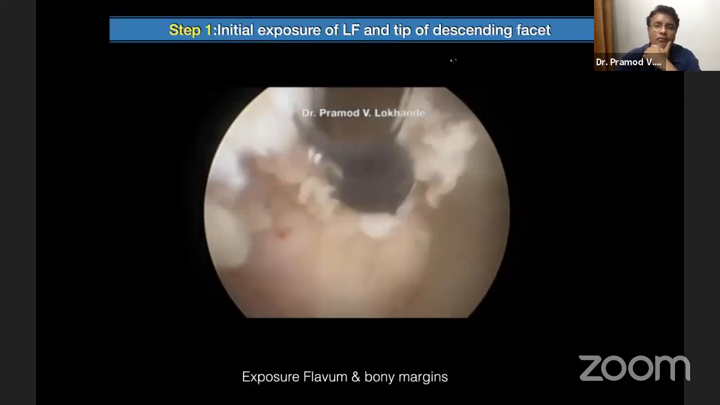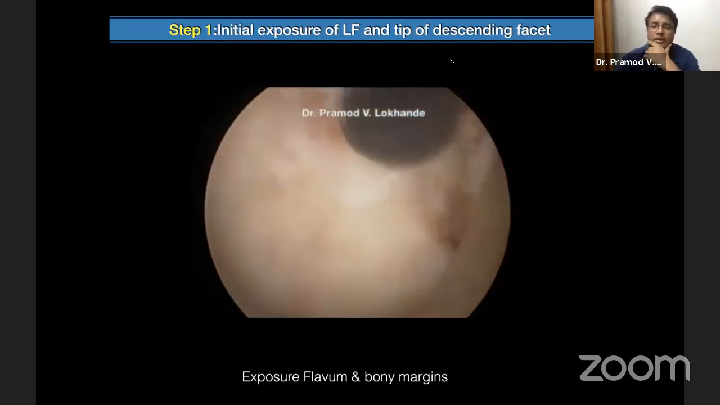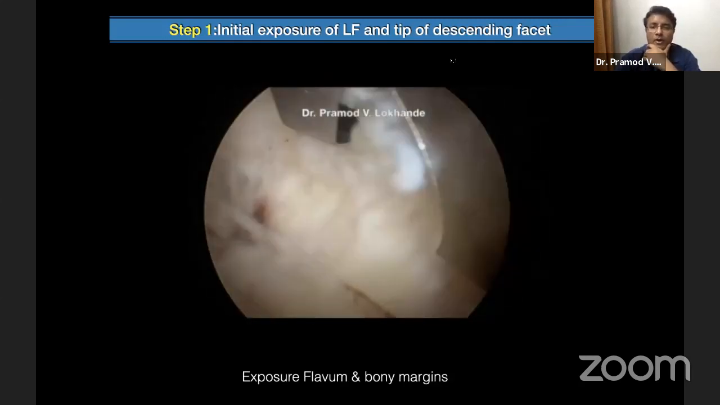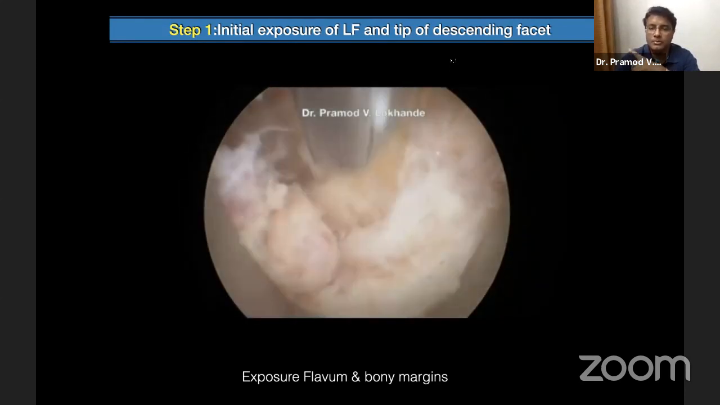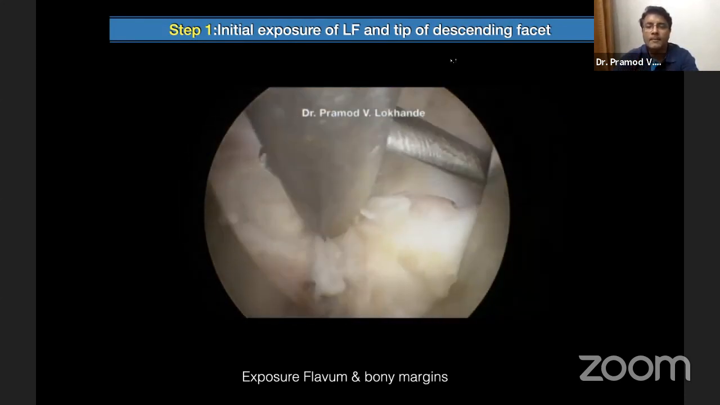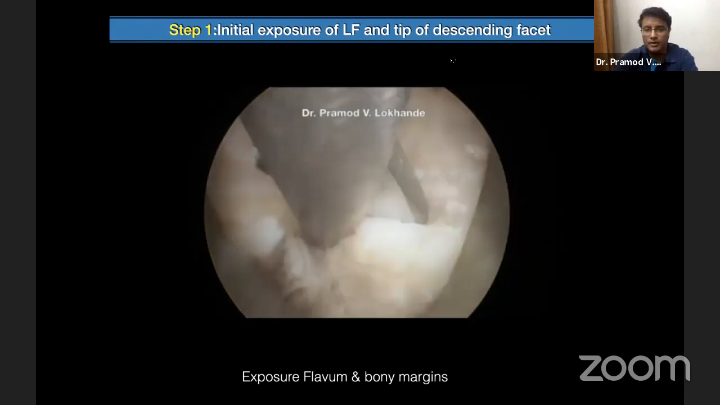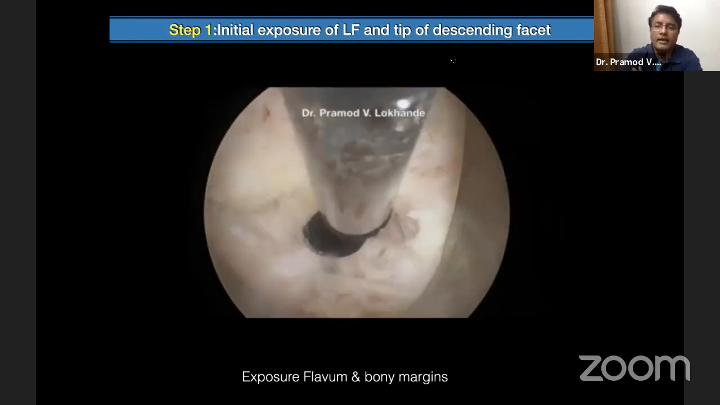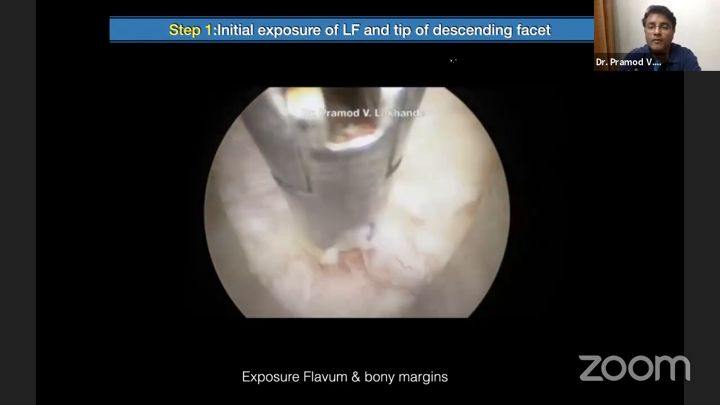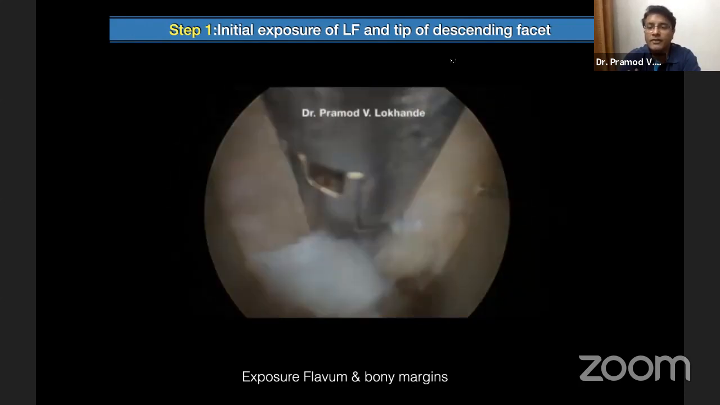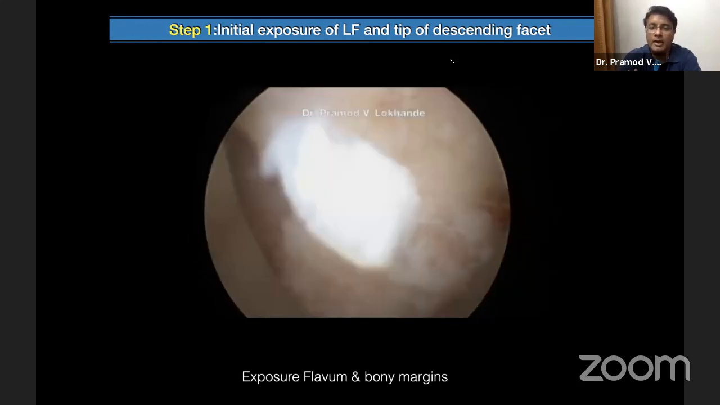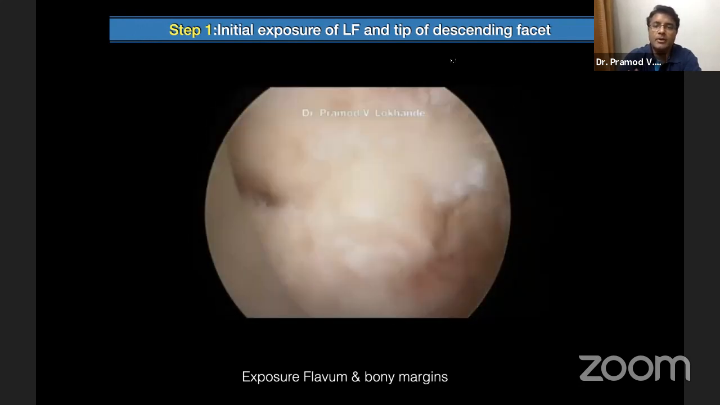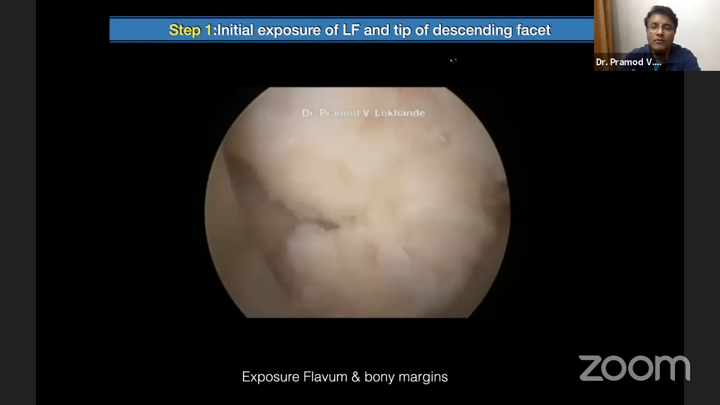So the first step obviously is that some amount of muscle and adipose tissue has to be removed to expose all the bony margins from all sides. You have to expose the superior lamina, inferior lamina, and laterally the facet joint. So the next step is to identify the tip of the descending facet or the inferior articular process of the superior vertebra. So this is the tip. I'm detaching the attachment of the superficial part of the ligamentum flavum from the medial margin of the descending facet.